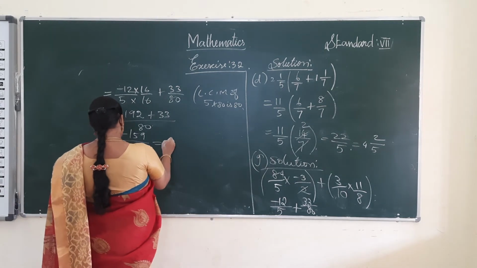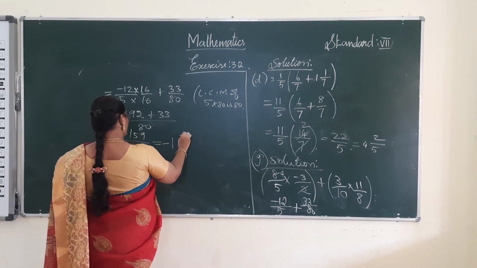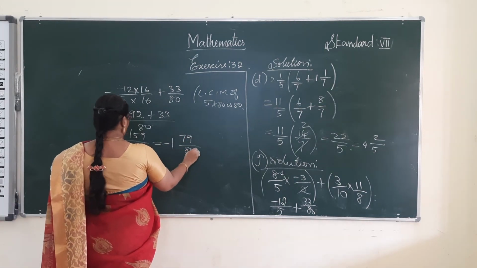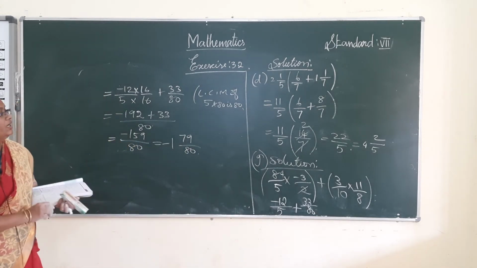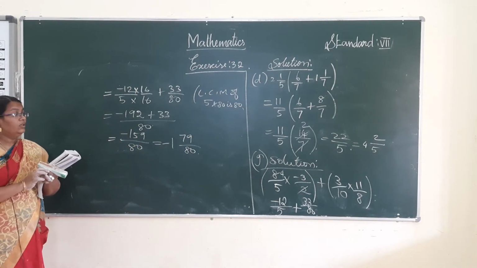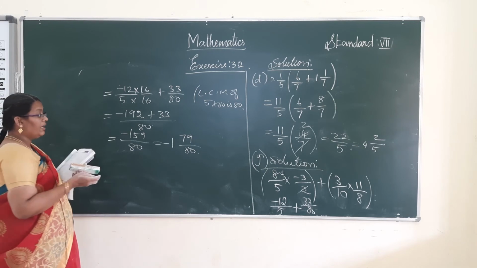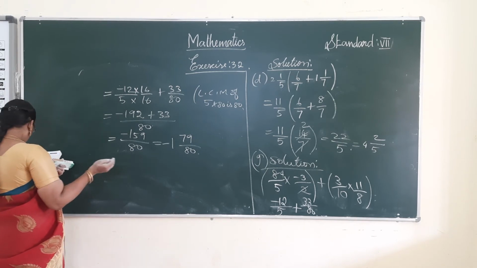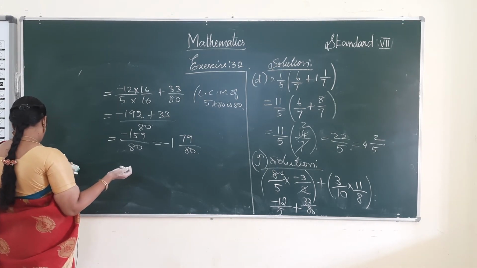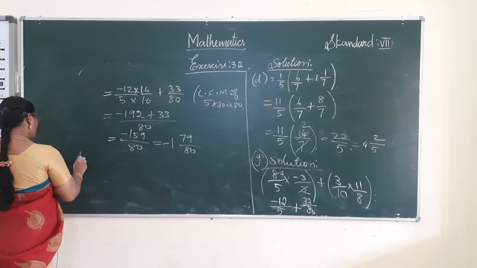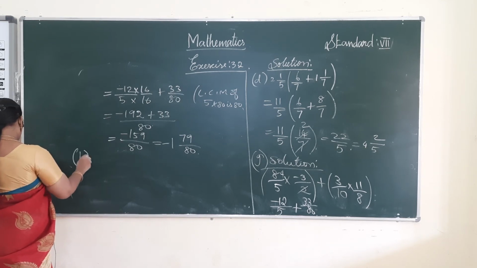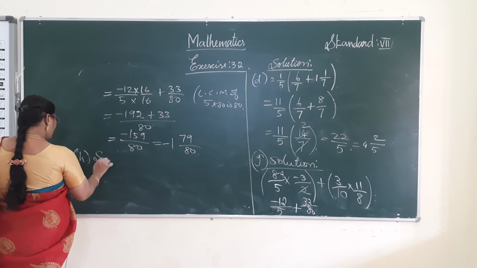It can be written as the mixed fraction -1 79/80, which is the answer for this problem. Okay, then G is completed. Now move to the H problem. Okay, so solution.